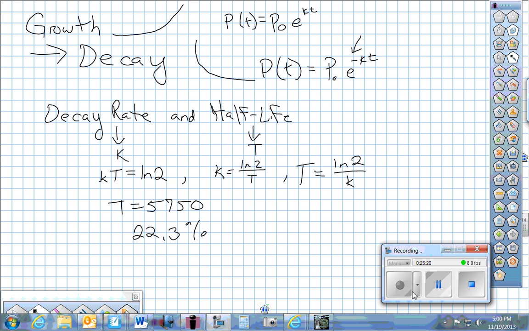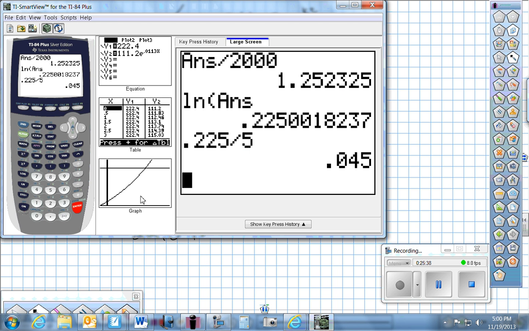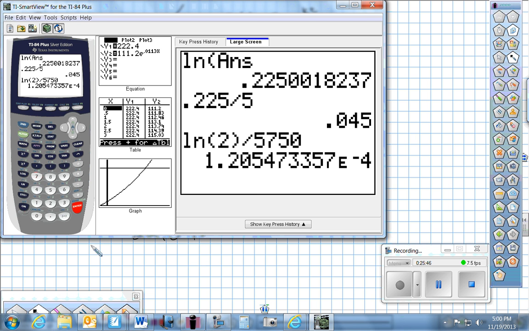Okay, so the first thing I have to do is find the decay rate. I'm not going to use the 22.3% for a little bit. So the first thing I do is find my k. I'm going to write out k equals the natural log of 2 divided by 5750. I'm going to do that in my calculator now. I have the natural log of 2, remember to put in that parentheses, divided by 5750, and that equals 1.2 times 10 to the negative fourth.